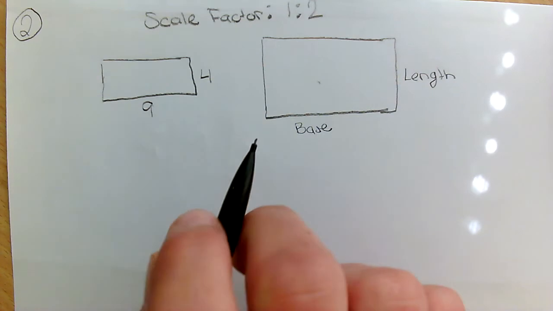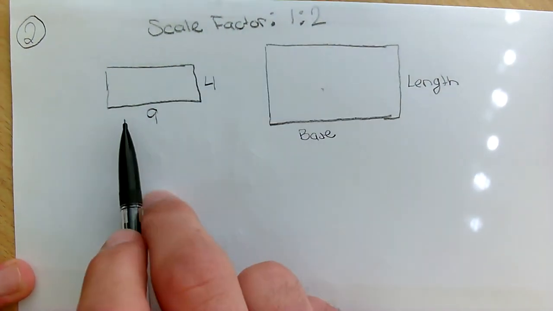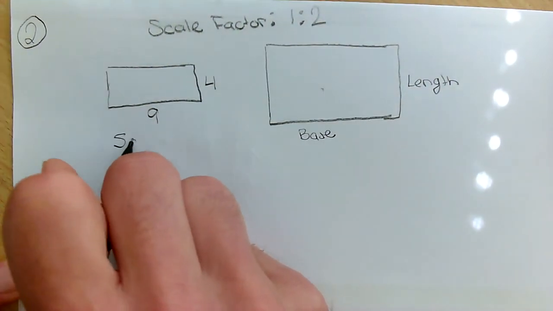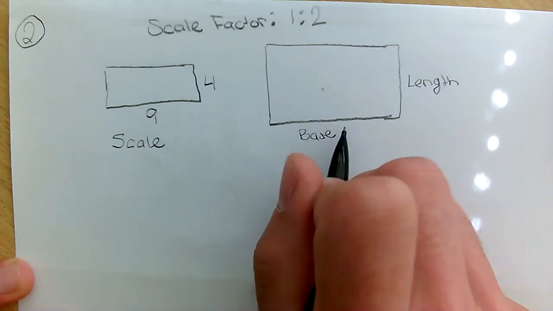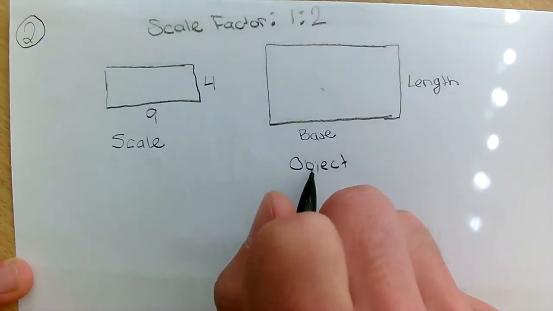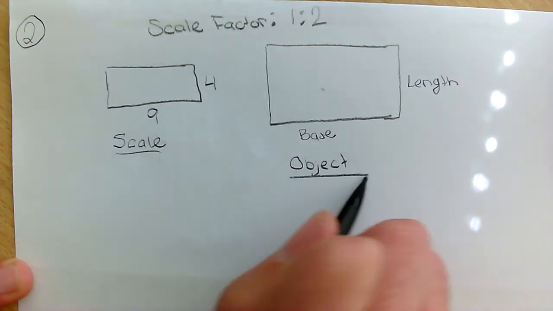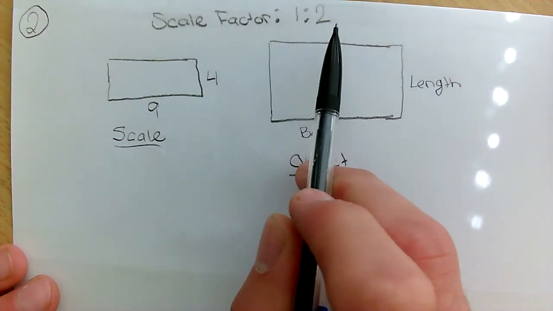So we're given the scale factor, which is 1 to 2. We're given this scale triangle right here. This is our scale, and this rectangle is our object, our real object right here. So let's focus on the scale factor. What does this mean, 1 to 2?